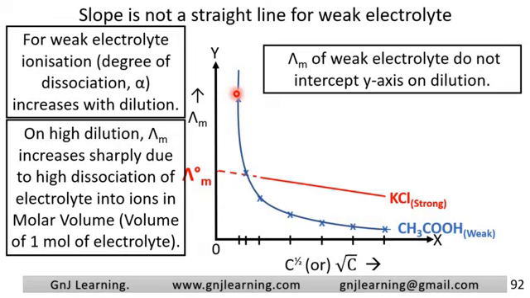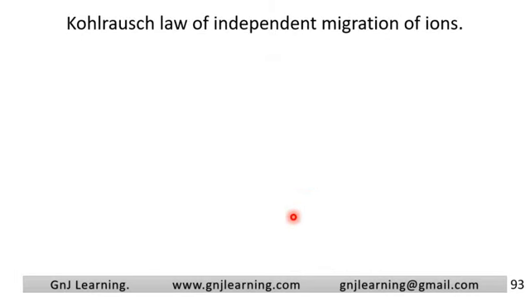But before that, we have to study a new law that makes estimating lambda m0 of a weak electrolyte possible. I can calculate lambda m0 of a weak electrolyte, not using a graph, but with an indirect method. To understand that indirect method, I should study a new law known as Kohlrausch's Law of independent migration of ions. What does this law state?